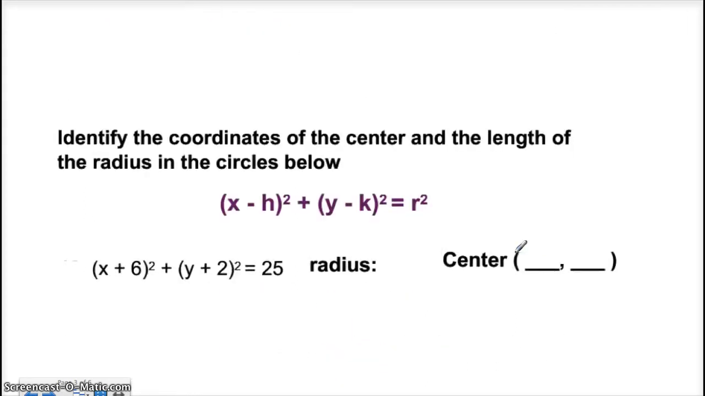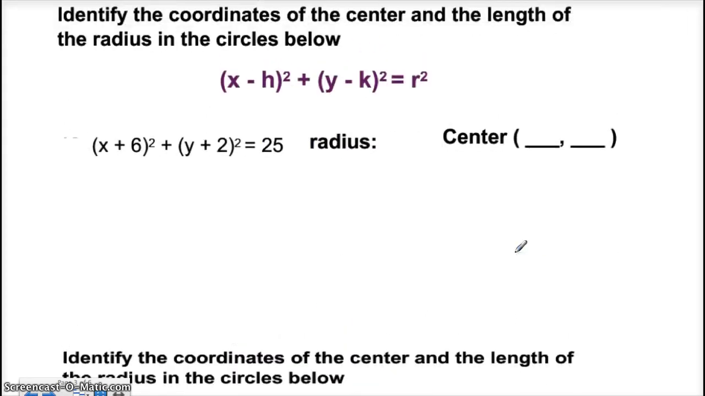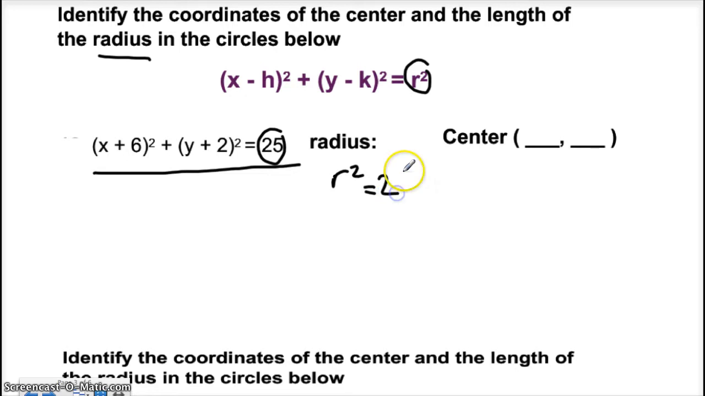Alright, let's take another look at this. We want to find the coordinates of the center and the length of the radius in the circle below. Here is our equation, (x + 6)² + (y + 2)² = 25. Now remember, to find the radius, we just know that this is equal to r². So we set that up equal to each other. r² = 25. To find out what the actual radius is, we have to take the square root. So the square root of 25 is 5. So we just say the radius is equal to 5.